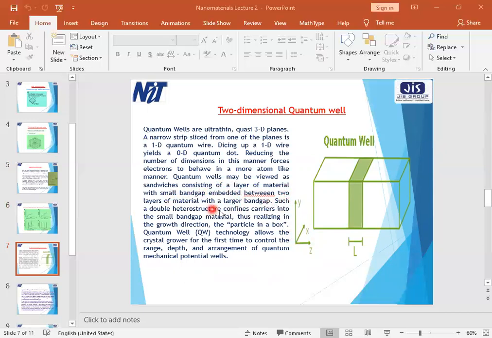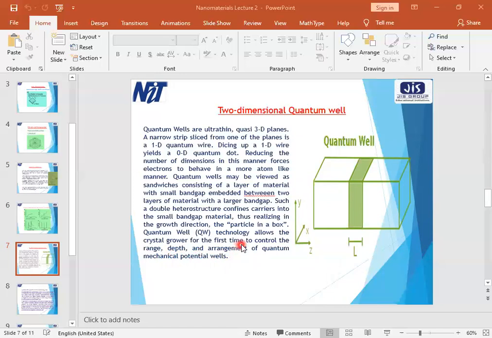Such a double heterostructure confines carriers into the small band gap material, thus realizing, in the growth direction, the particle in a box. This you have learned in quantum mechanics: particle in a box or potential well. So quantum well technology allows the crystal grower, who is growing the crystal, to control the range. Think of a tailor stitching two parts of a cloth. Here also, if the band gap is tailored, then the characteristics will be different.